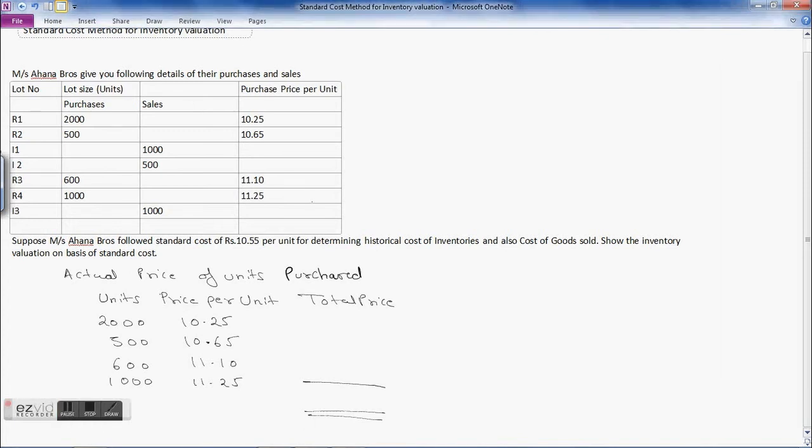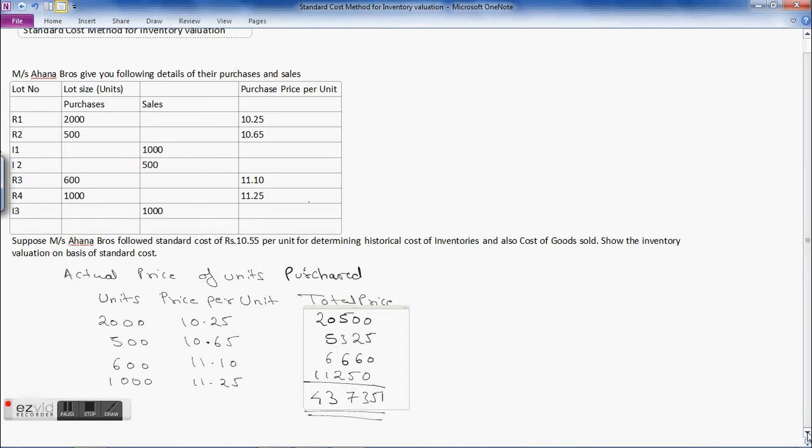So this comes to 2500, 5325, 6660 and 11250. So the total price comes to 43,735. Now this is the actual price. Now we'll calculate the standard cost.